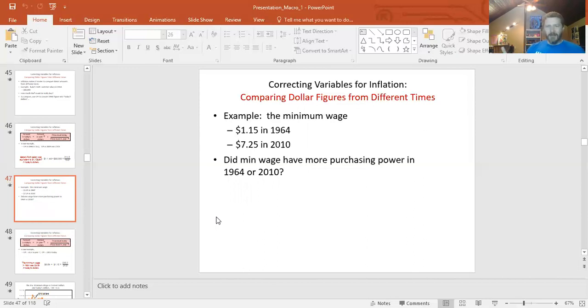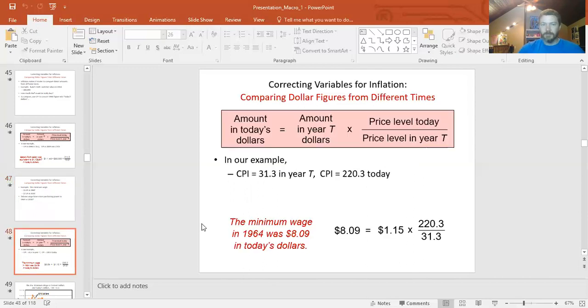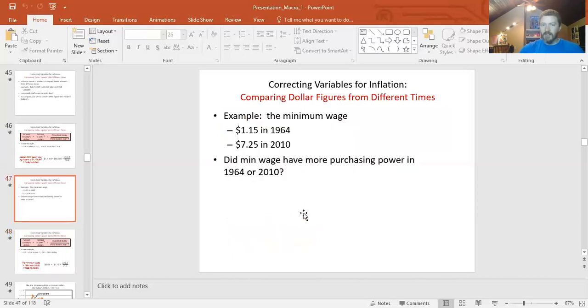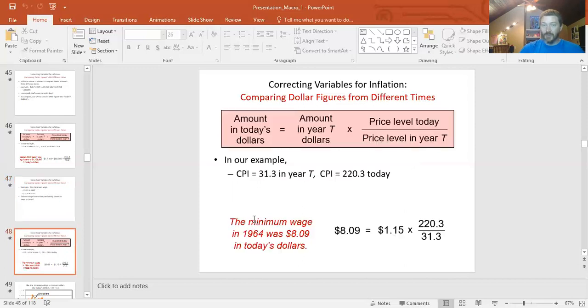But how much stuff can you buy with a minimum wage, right? That's what you care about. So we have to make a conversion, right? What you do is you find out that the CPI in 1964 was 31. CPI today is 220. So you have that ratio, 220 divided by 31. Multiply that ratio by the old dollar figure, and you find that the 1964 minimum wage expressed in today's dollars is $8. The actual minimum wage, $7.25, you find that the minimum wage has actually decreased over time, right?